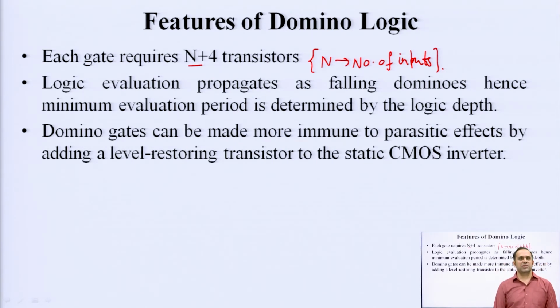Logic evaluation propagates itself as a falling domino effect. So, the minimum evaluation period is determined by the depth of logic, by the number of logic inputs you have and the complexity of the pull down network for evaluation, that is what logic depth is. Domino gates can be made more immune to parasitic effects by adding a level restoring transistor to the static CMOS inverter. Well, that is not critical to the operation. But if you want to reduce parasitic effects, you can add another transistor, though that is extra circuitry. If it is very necessary, then you can go for it.